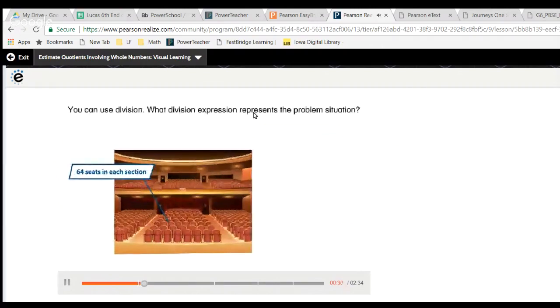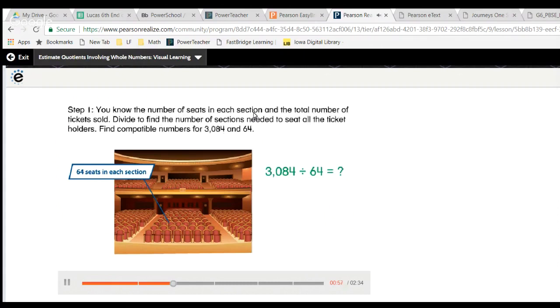You can use division. What division expression represents the problem situation? You can write 3,084 divided by 64 equals. The question asks about how many, so you can estimate. Step 1. You know the number of seats in each section and the total number of tickets sold. Divide to find the number of sections needed to seat all the ticket holders. Find compatible numbers for 3,084 and 64.